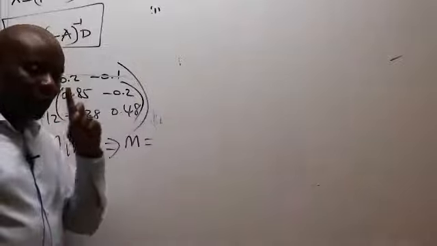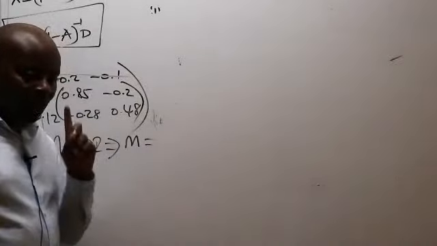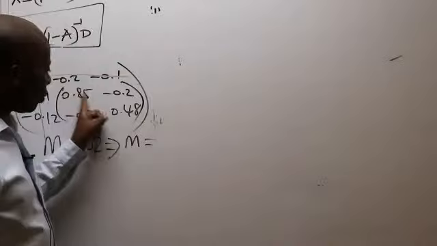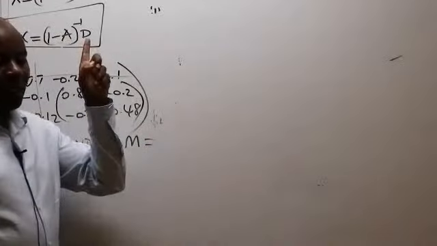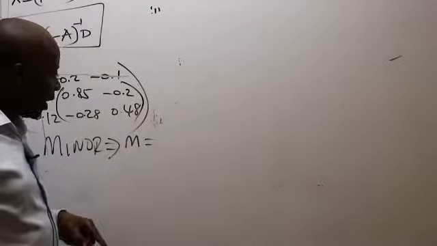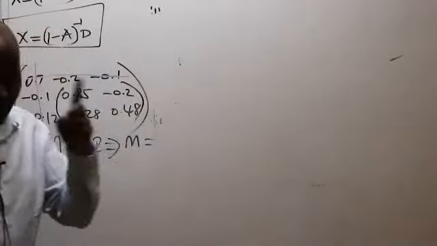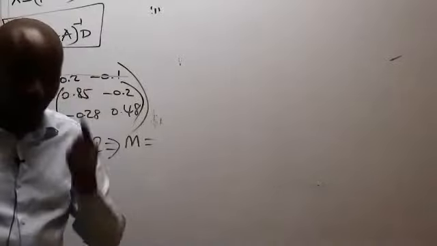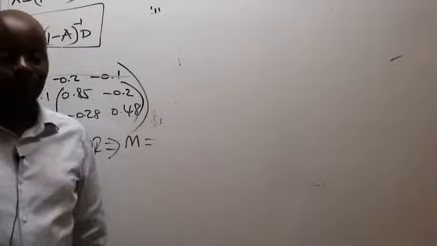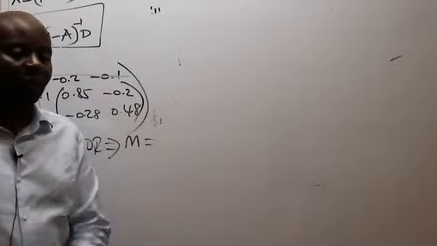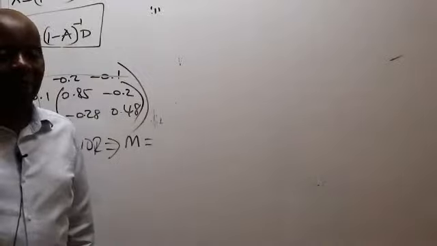Please ensure that you are doing exactly what I'm telling you. Take the product of the primary minus open brackets for the secondary. Secondary is minus 0.28 times minus 0.2. Close the brackets and give me an answer. It has to be given to us by all of us.